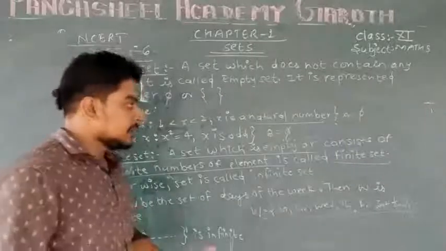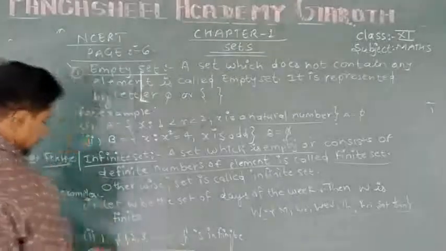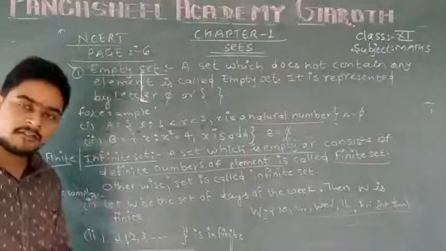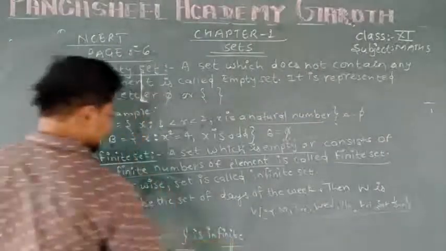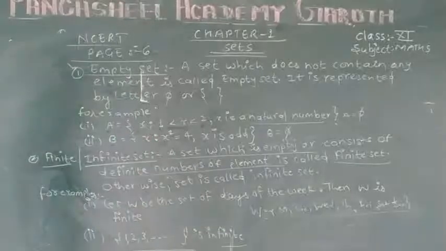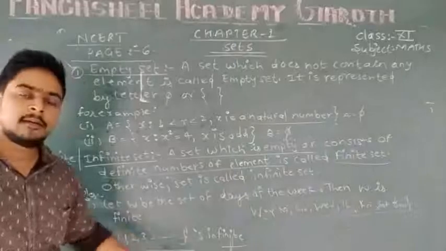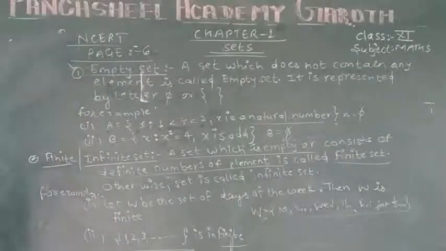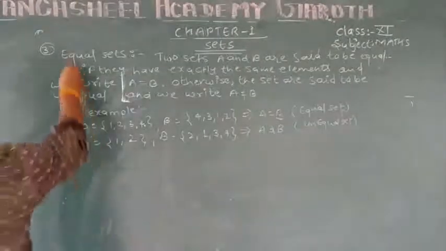Any set which is empty is also finite, but if the number of elements is not fixed in any set, that is called an infinite set. So from both of the examples, in an infinite set, we get space for all elements, but there is no fixed number of elements. Now, the next is the equal set.